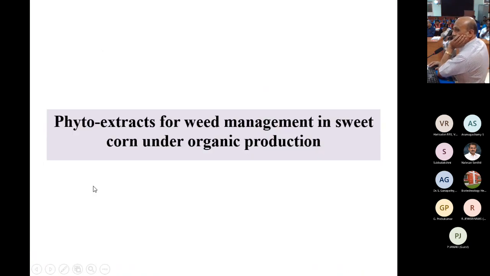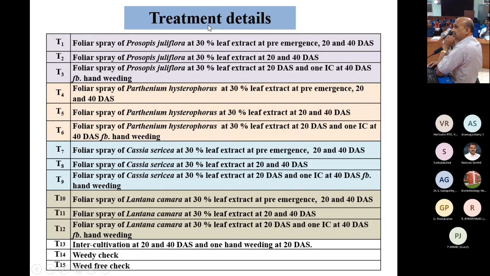And in our university, phyto extracts are also now being tried. Here the treatment details are given. Prosopis juliflora was introduced to India in order to control soil erosion, but now it has become a major weed. In almost all soils it is seen, followed by Parthenium, which is also a troublesome weed. Cassia serratia is also a weed, and Lantana camara.